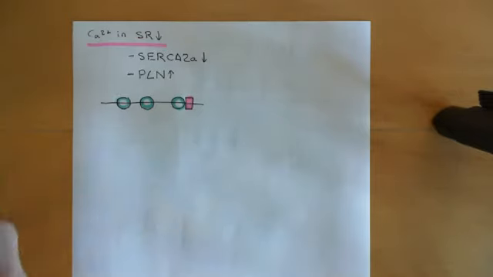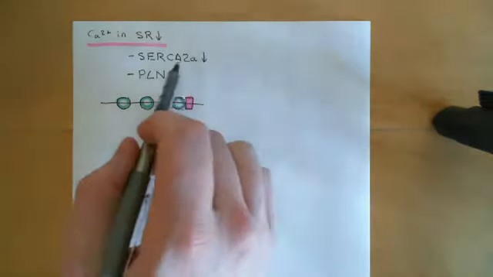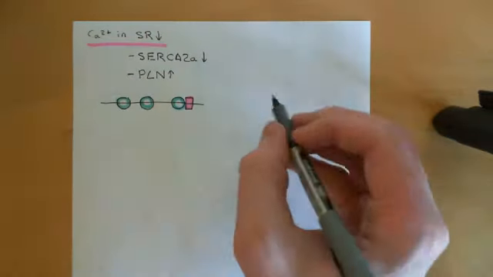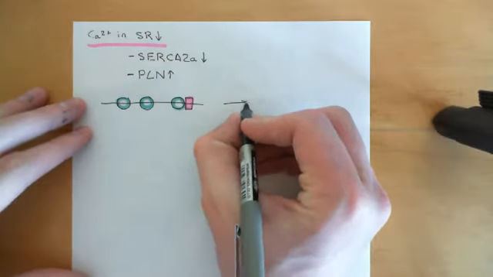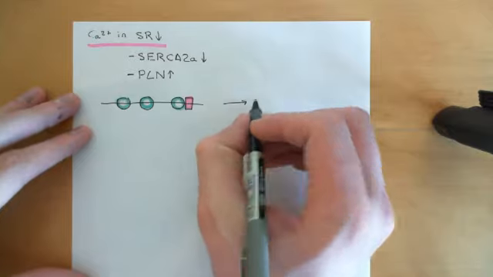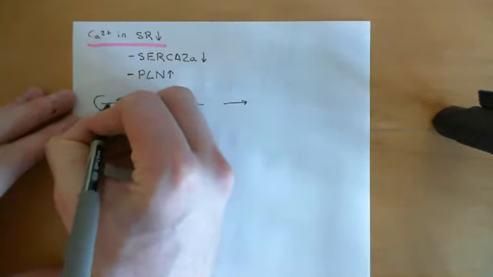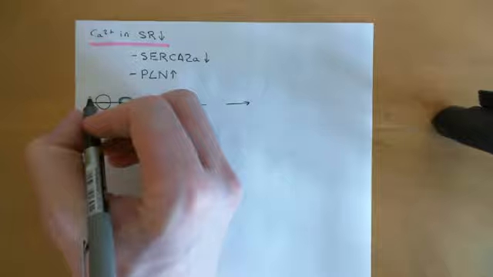The first thing that's going to happen in these hypertrophied cardiomyocytes is that the absolute number of SERCA2As has reduced. So how can I do this? I'm just going to add one more SERCA2A on here, because otherwise it's a difficult number to work with.